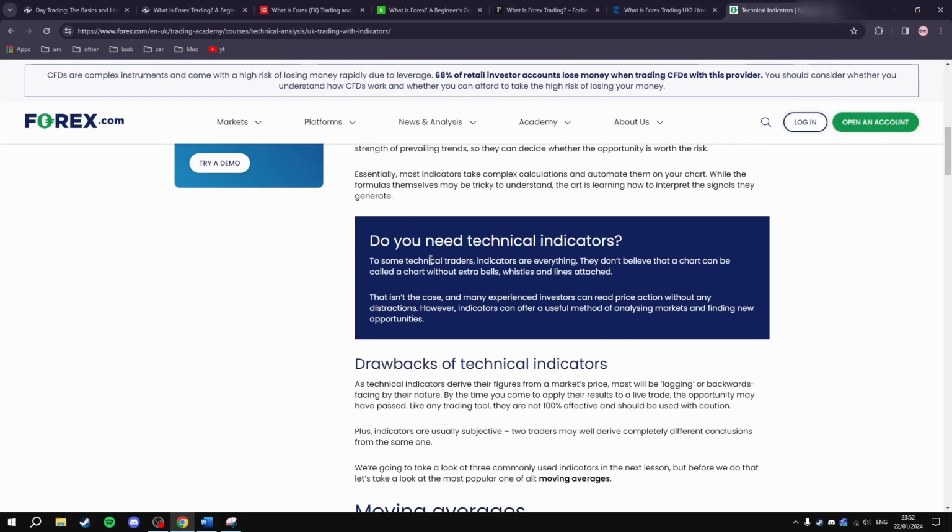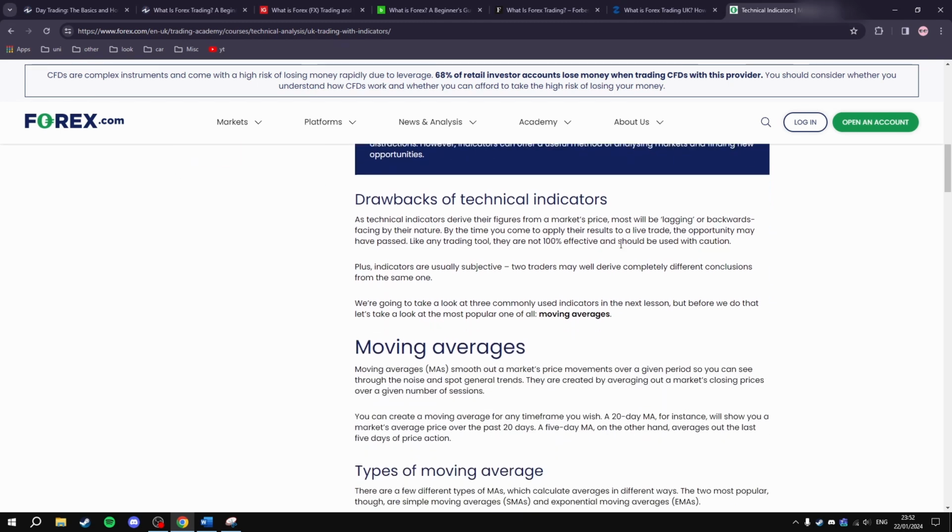Do you need technical indicators? To some technical traders, indicators are everything. They don't believe that a chart can be called a chart without extra bells, whistles and lines attached. That isn't the case, and many experienced investors can read price action without any distractions. However, indicators can offer a useful method of analysing markets and finding new opportunities.